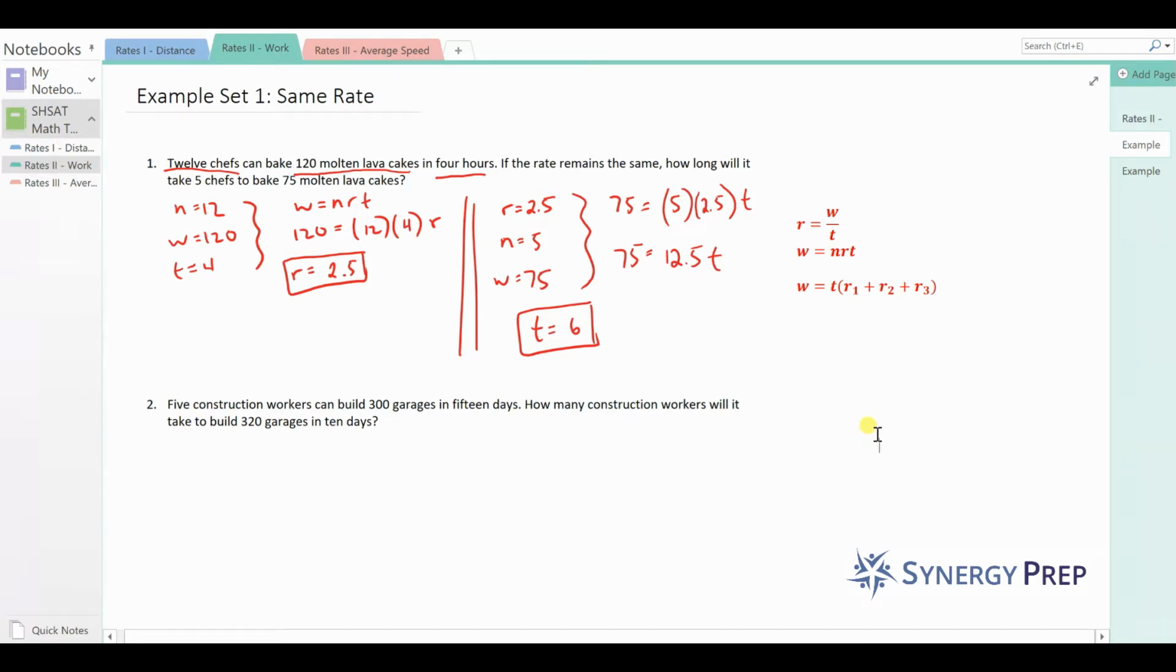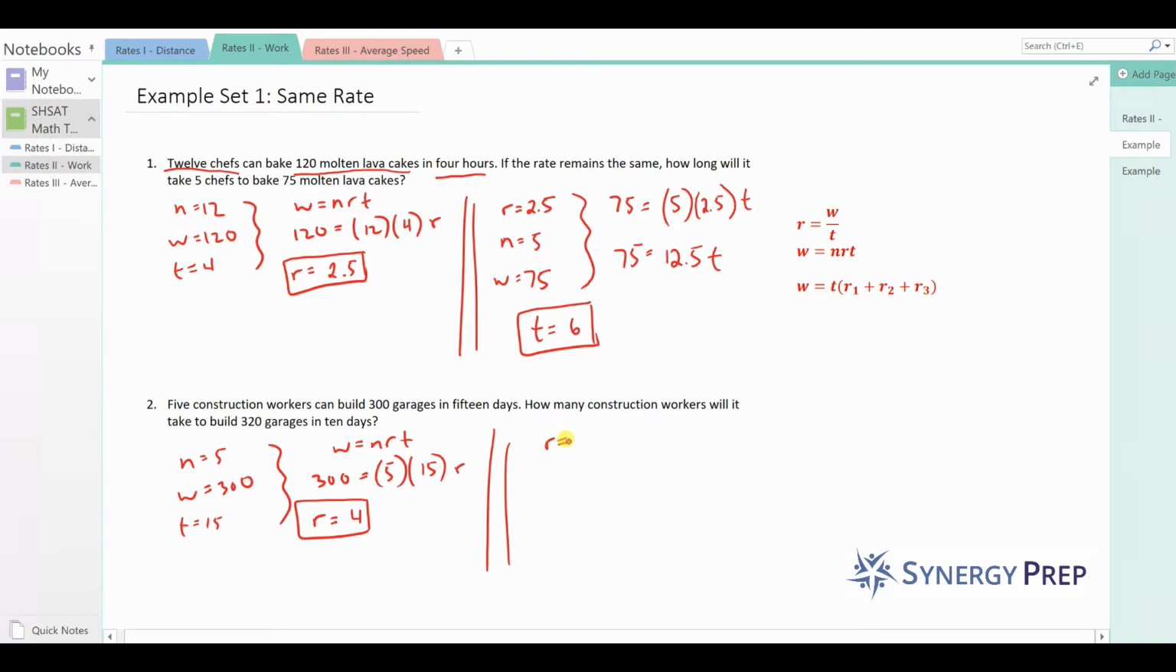Number 2. Again, watch how I answer this question. All I really do is take all the little bits of information, jot them down and plug them in. So 5 construction workers: N is equal to 5. Build 300 garages: W is equal to 300. 15 days: T is equal to 15. Again, we're always just solving for R. So W is equal to nRT. W is 300, N is 5, R is what we're solving for, T is 15. So 15 times 5 is 75. 300 divided by 75 gives us 4. So our R here is 4.